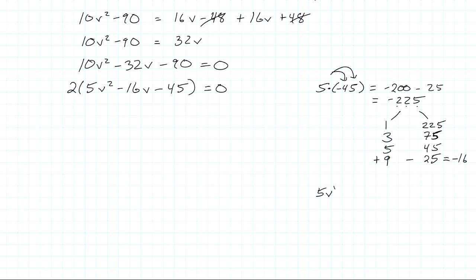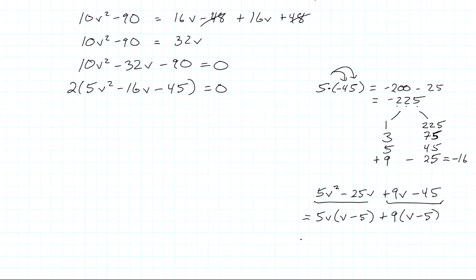So if we take 5v squared minus 25v plus 9v minus 45, then we can group the first two and group the second two. We'll get 5v out of the first two. It leaves us with v minus 5. And then plus 9 can come out of the second 2 and be left with v minus 5. And we can pull out a v minus 5 here, and we'll be left with 5v plus 9.